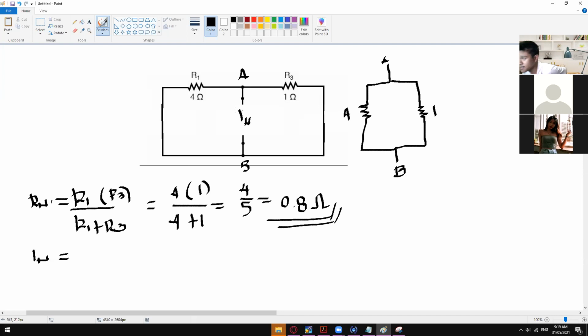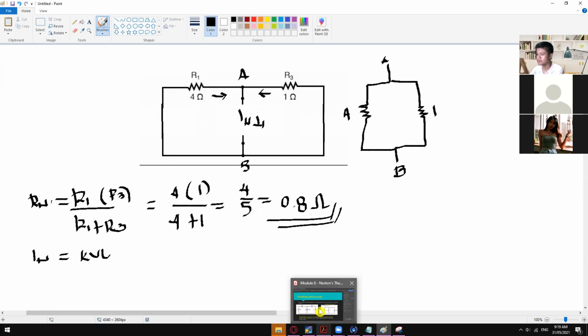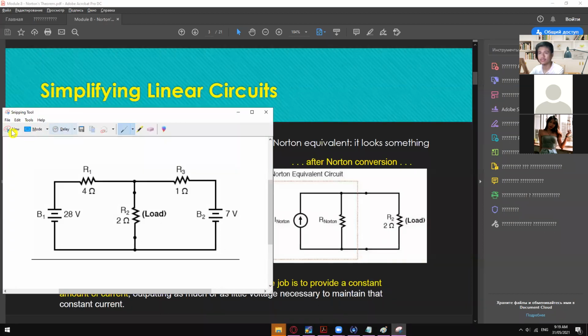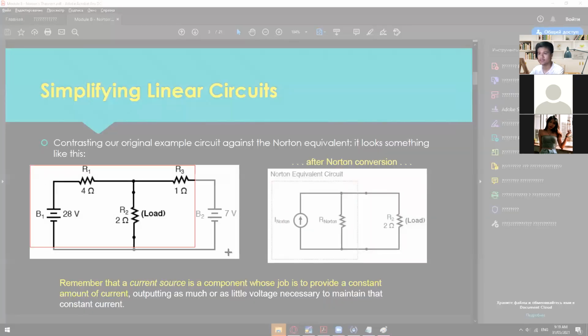So as you guys can see, we can actually apply KCL or KVL right here, going in and then going out. But in order for us to solve for the value of the IN right here, we have to apply KVL, and then we need to know the values of your voltages right here. So basically, it's just the same step, just like what we did a while ago in Thevenin's circuit.